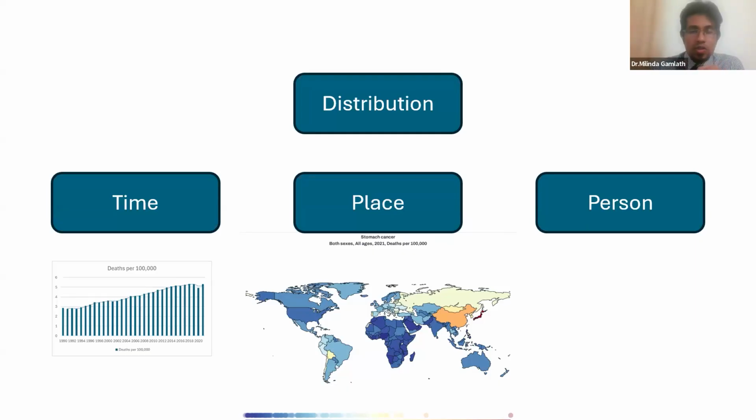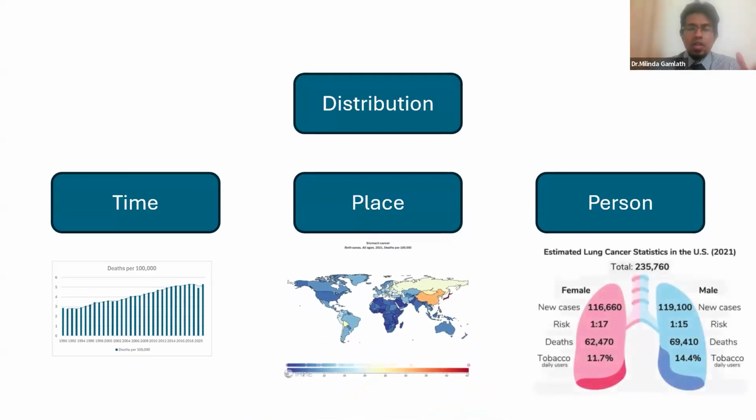And next, this is a simple graphic which shows the distribution of lung cancer across the 2 genders, male and female. You can see that males have slightly more new cases, and males have slightly higher risk, and all those details you can gather from these things. So distribution means these three things: time, place, and person. Clear, I hope.